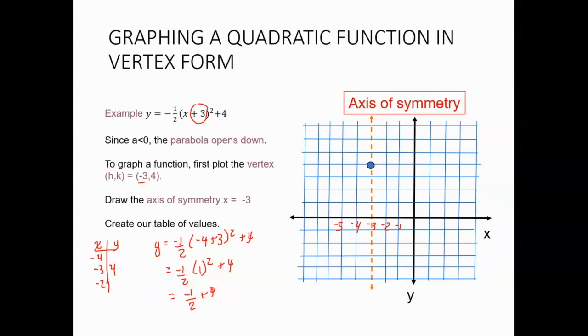So we have negative 1/2 plus 4. If you did this in your calculator, 4 take away a half is going to give you 3.5. I like to keep this as decimals just because it's easier to think of decimals in our head. So I get 3.5.